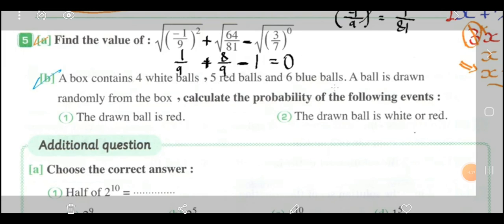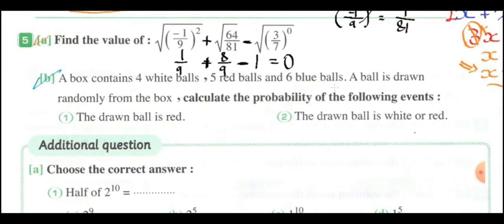Another example, find the value of the square root of (negative 1 over 9) squared, plus the square root of 64 over 81, minus (the square root of 3 over 7) to the power 0. First, we have to get negative 1 over 9 squared. It means negative 1 times negative 1 equals 1, and 9 times 9 equals 81. So it is 1 over 81 under the square root. Then we can get the square root of 1 over 81 equals 1 over 9.